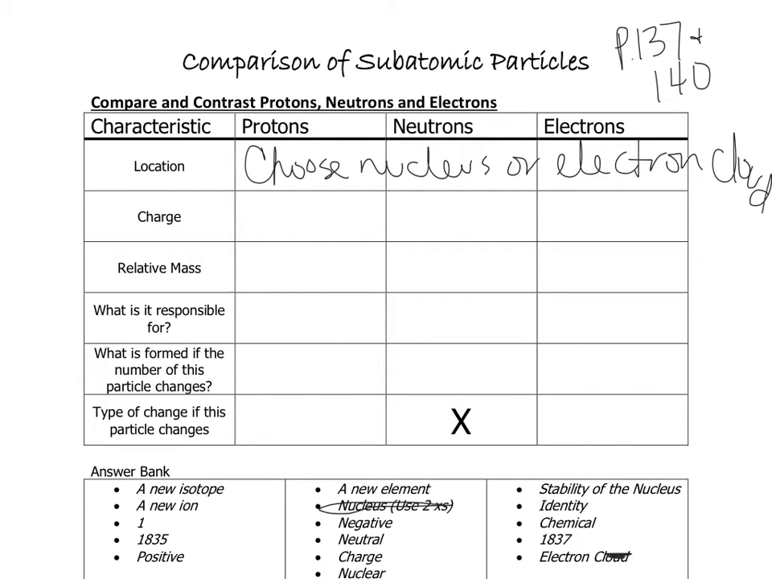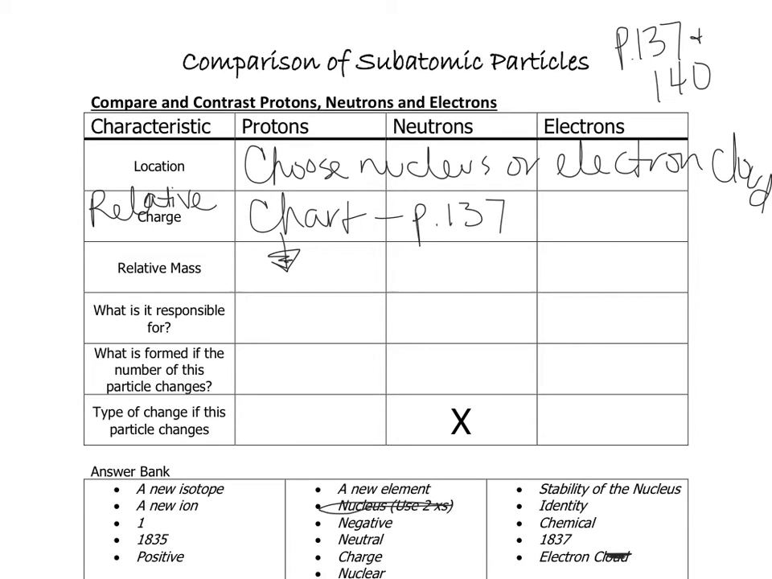The charge, it might help to, I should have put the word relative charge. And if you look at the chart on page 137, you will see the relative charge of protons, neutrons, and electrons. One will be neutral, one will be positive, and one will be negative. The relative mass is also in that same chart.